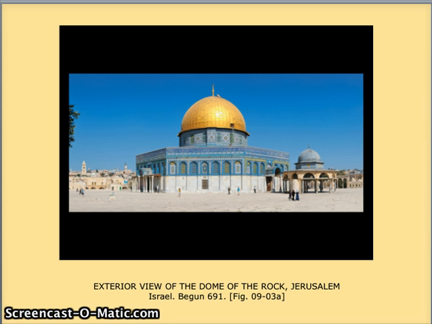Now this kind of reflects the view of early Islam that Muhammad was the last true prophet and that their religion superseded the other religions. Now, needless to say, this didn't go over all that well, but here we have the Dome of the Rock in Jerusalem, and it's a beautiful, beautiful building. So let's look inside.